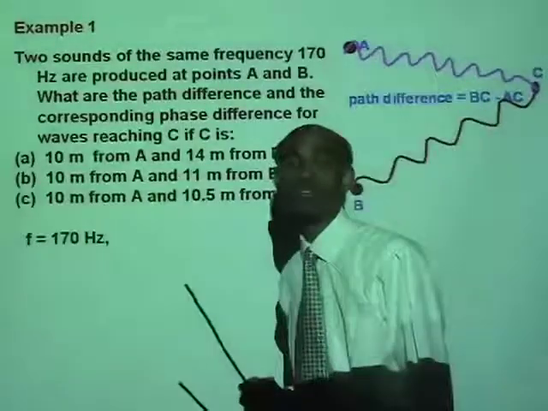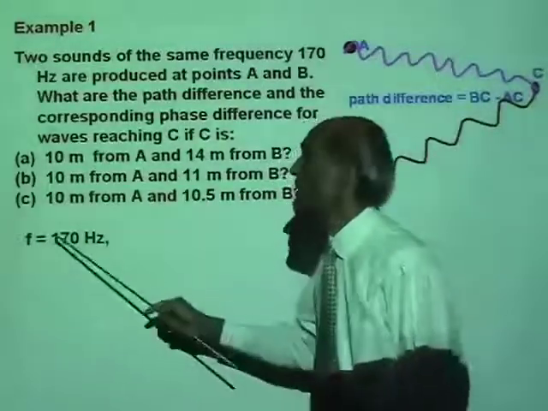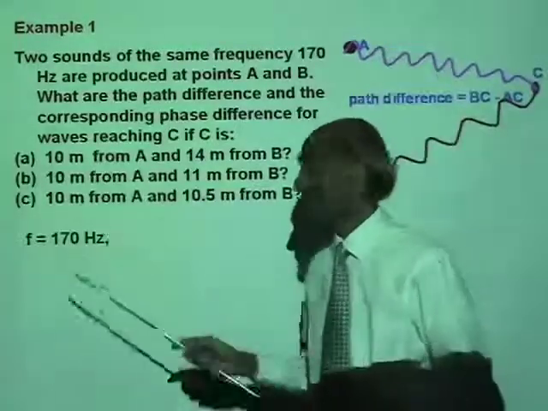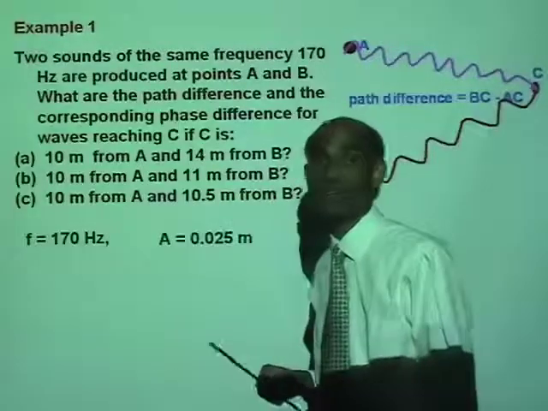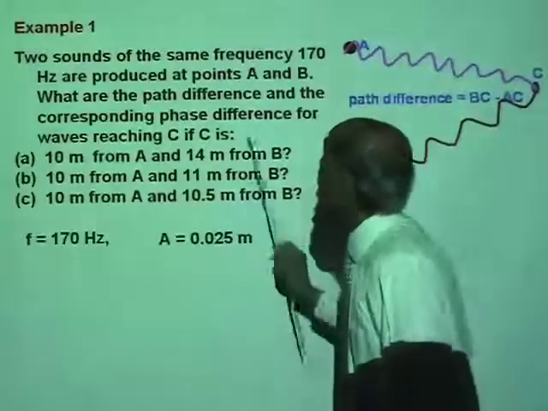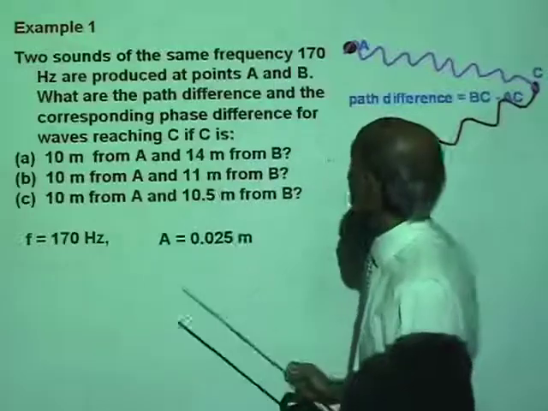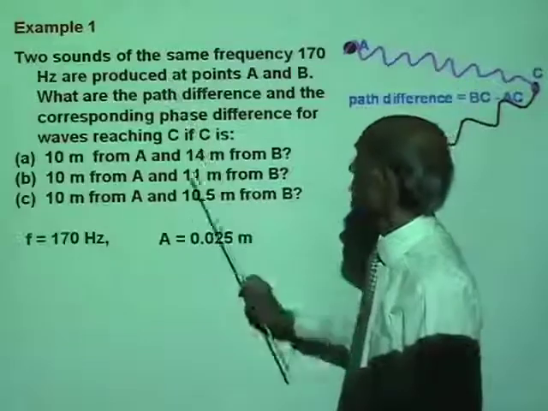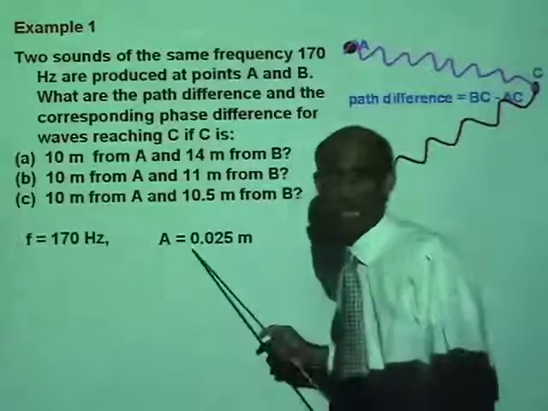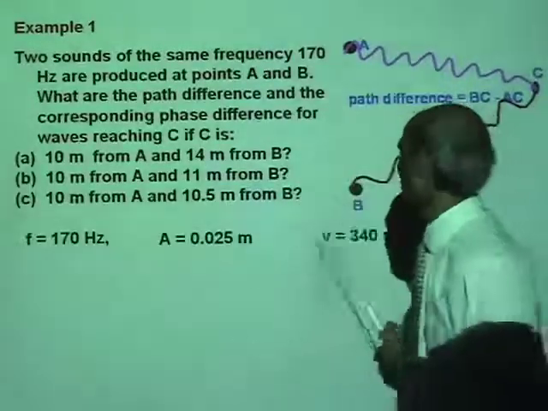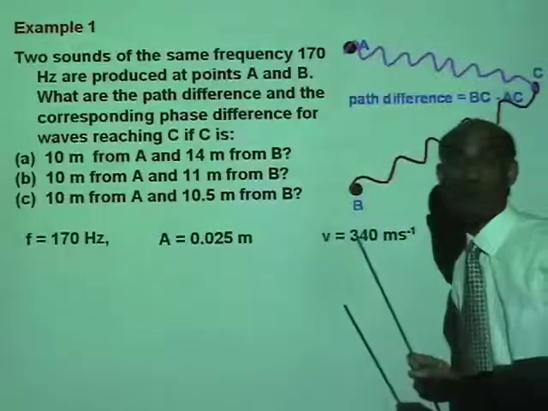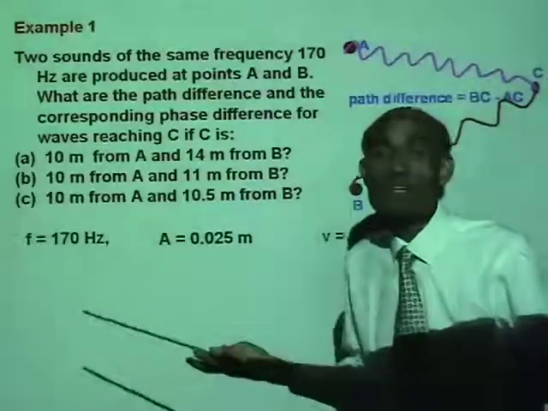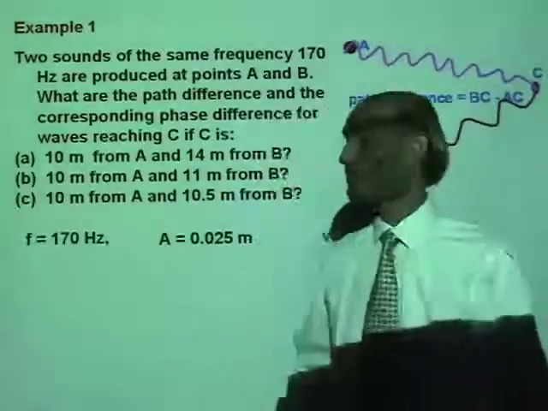And what are the things that we know in this problem? The frequency of the sounds, both frequencies are the same, and that is 170 Hertz. The amplitude of vibration is 0.025 meter. Well, I haven't given it to you here. I meant to give it to you. That is the amplitude. The speed of sound in air is 340 meters per second. I don't have to give it to you. You're supposed to know that.